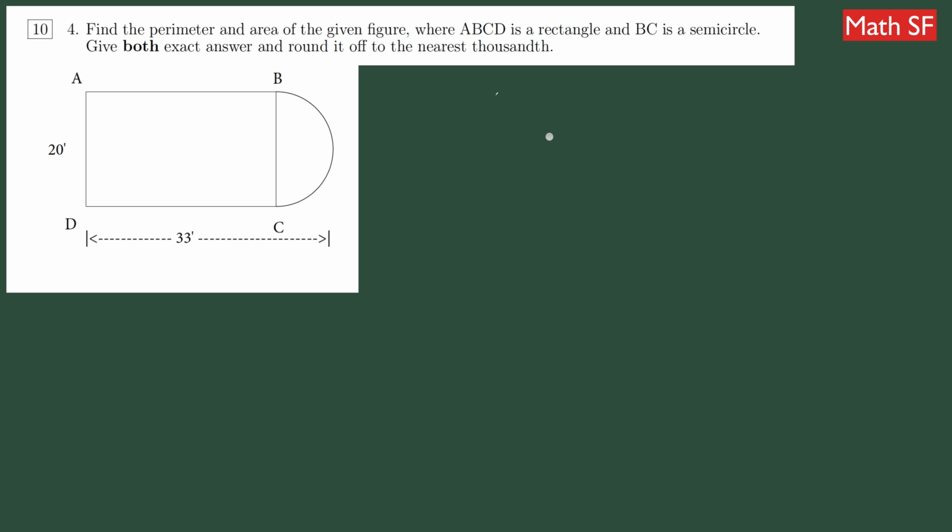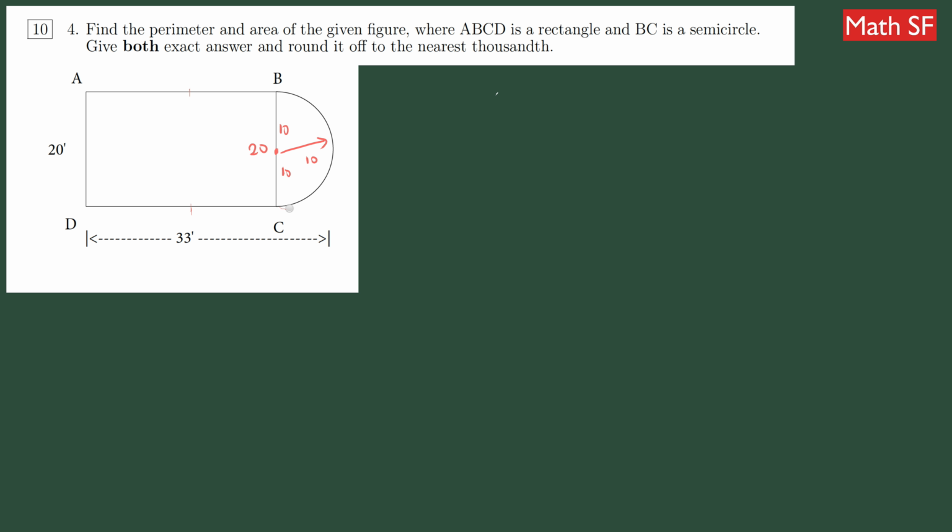Number 4. Find the perimeter and the area of the given figure, where ABCD is a rectangle. So if this is a rectangle, and this part is 20, this part here should be 20. And this part here should be congruent to this part here. They also say BC is a semicircle. So the center should be around here. So if this is 20, this part should be 10, and this part should be 10. In other words, the radius is 10.